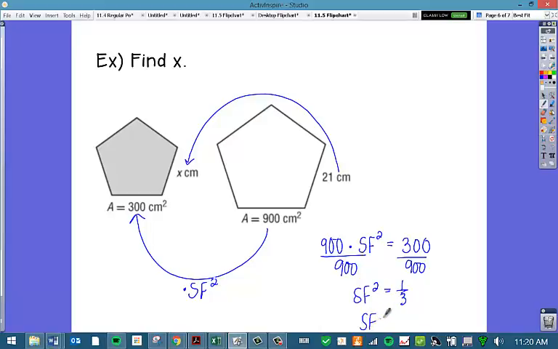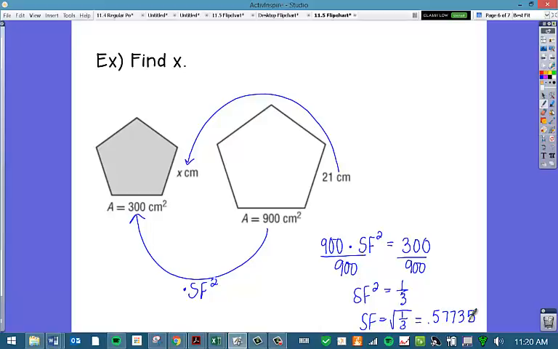So I want just my scale factor, not scale factor squared. So that means I'm going to have to take the square root. And I can just leave it like this because I'm not asking you for the scale factor. That's not your final answer, so you don't have to simplify it or anything like that. But your scale factor is going to be the square root of 1/3. And if you want to change it into a decimal, that would give you 0.5775. Remember, don't round anything until the very end.